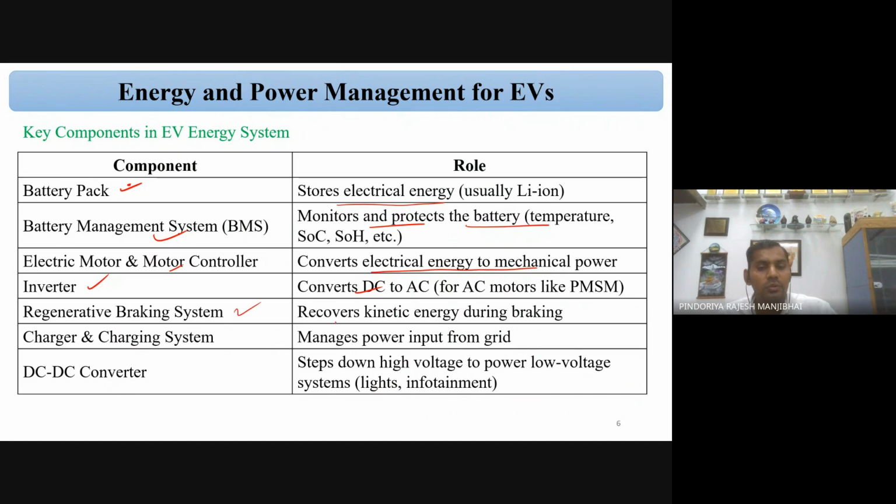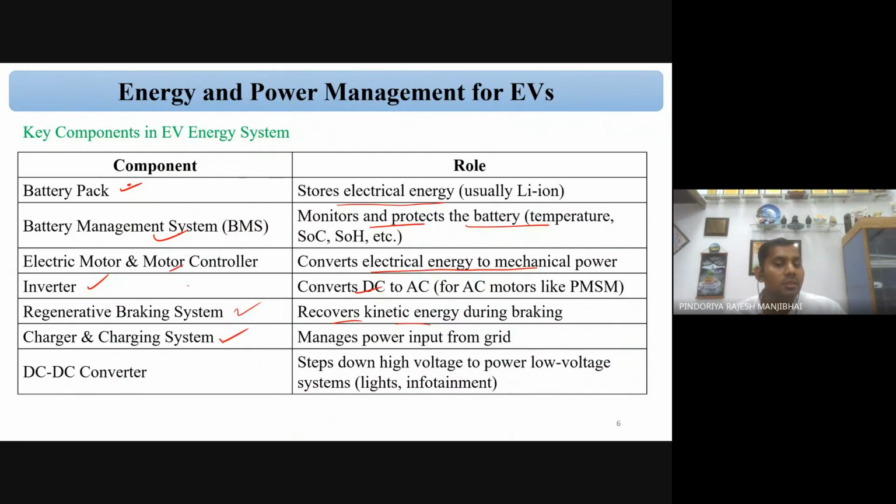Regenerative braking. So it recovers the kinetic energy during braking. While applying the brakes, we can produce energy, that is the kinetic energy, and that kinetic energy we can convert into electrical energy. So it recovers the kinetic energy during the braking system.